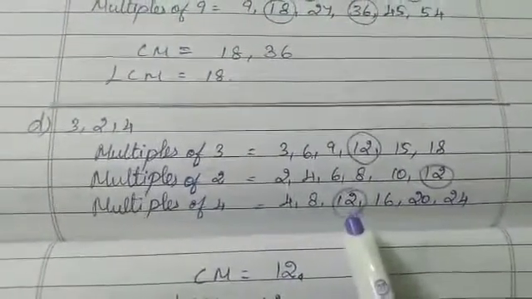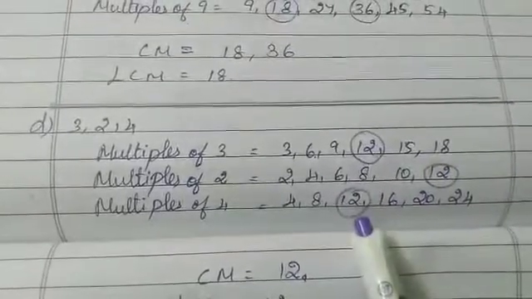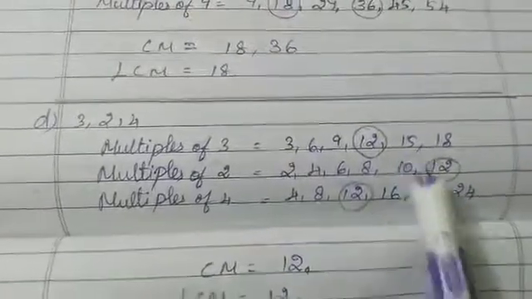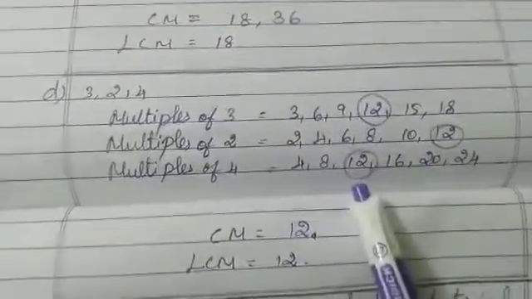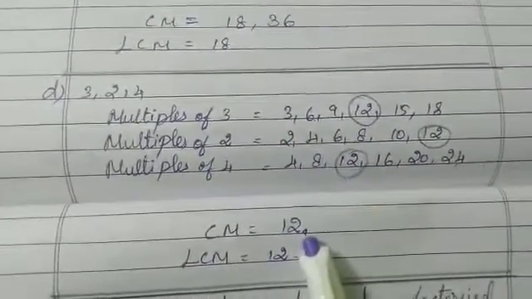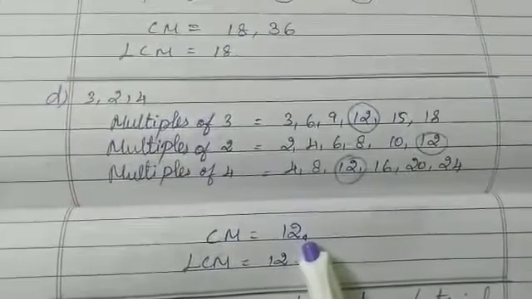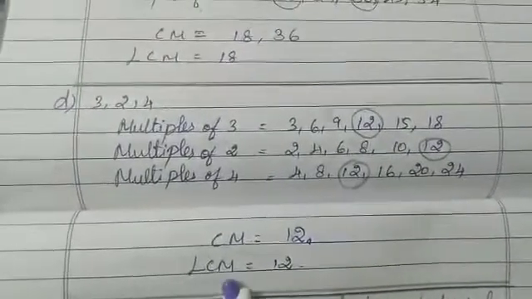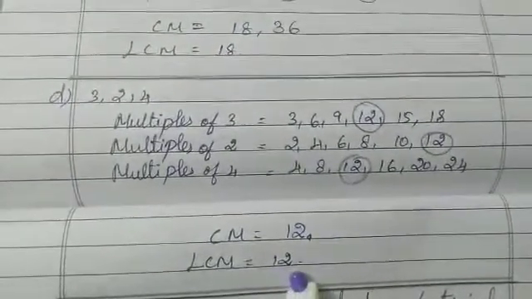Then we are going to select which one is common for 3 numbers. See here, 12 alone is common. So common multiple is 12. So obviously, the 12 is lowest common multiple. That is 12. That is the answer.